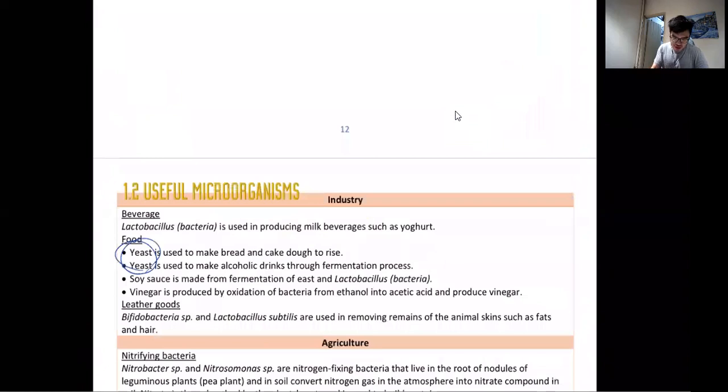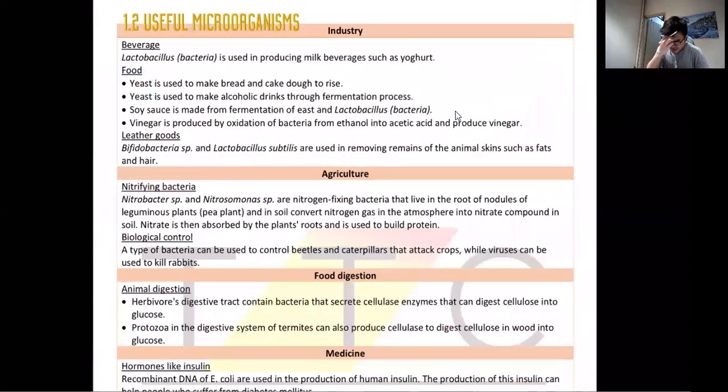Okay, so let's look at our useful microorganisms today. This is where I talk about yeast later. All right, so let's talk about these useful microorganisms. Okay, so where do we use them? This is also one of the most important parts in this chapter.